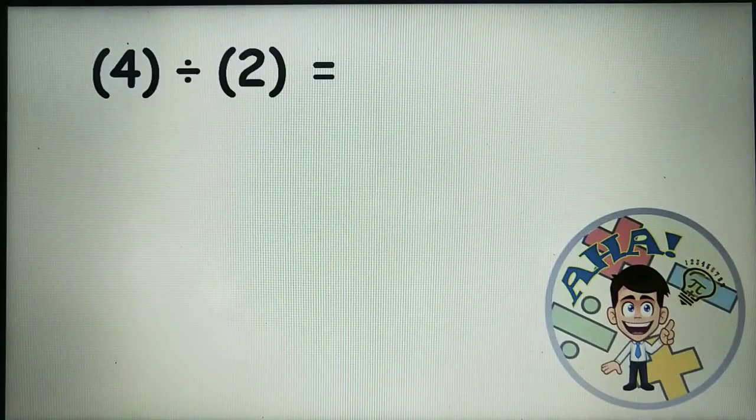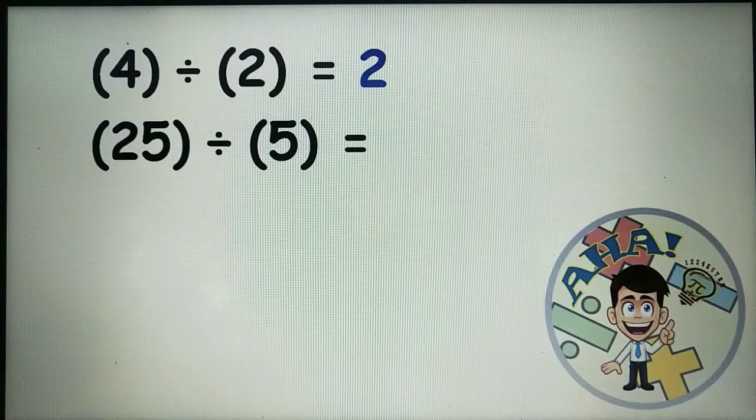Positive 4 divided by positive 2. The two numbers have the same sign, which is positive. In the rule, when you divide two integers with the same sign, the answer is positive. So the quotient here is positive 2. Another example, positive 25 divided by positive 5. The answer is positive 5.